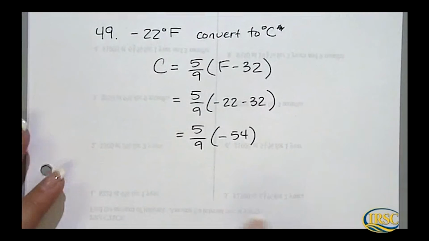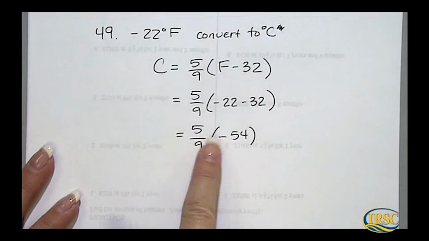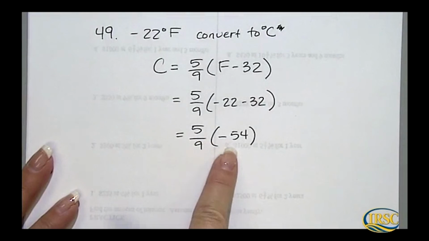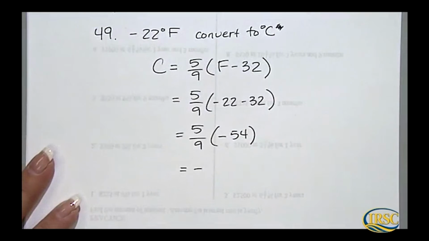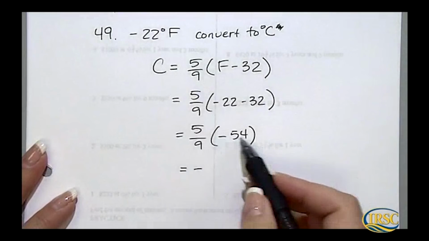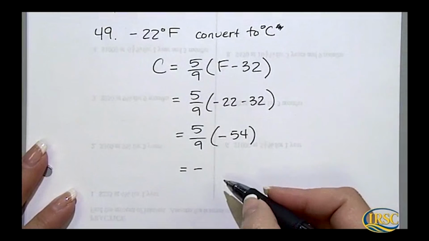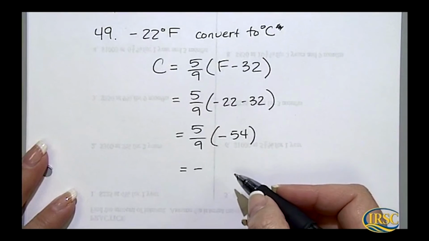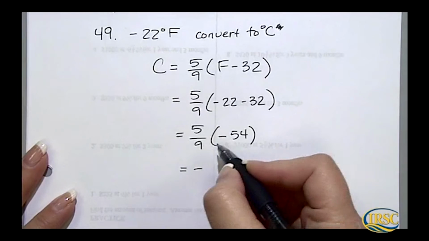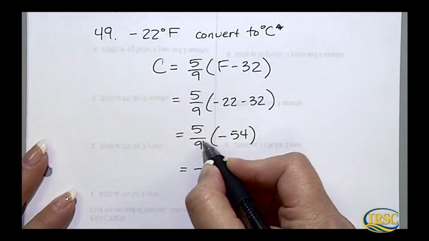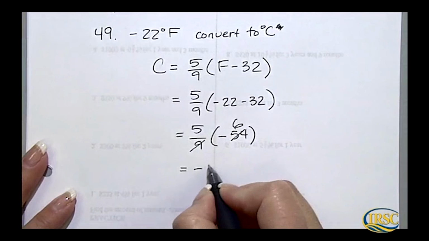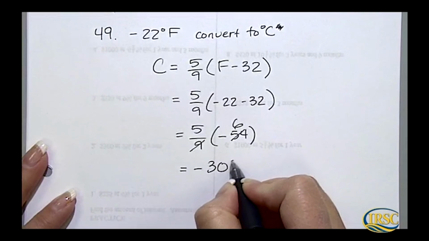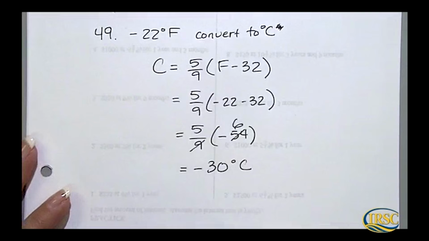All right, so notice in your problem you're multiplying now, and you've got a positive fraction times a negative number. So that means your answer is going to be negative. And then you have some options. You can multiply first or divide first. It's up to you. But let's see, 9 goes into 54 evenly 6 times, and so we have 5 times negative 6, which is negative 30 degrees Celsius.